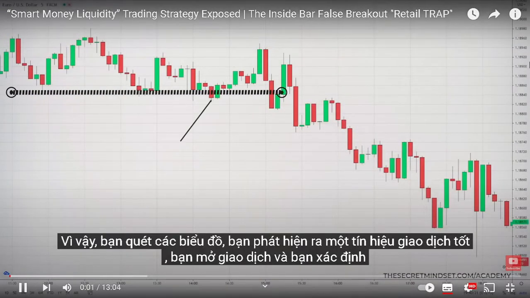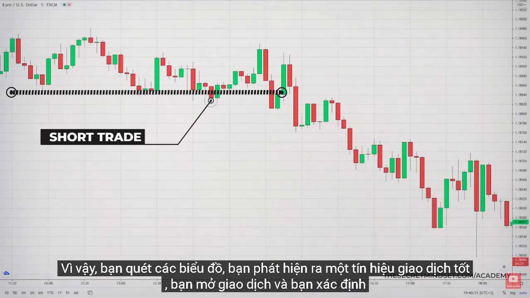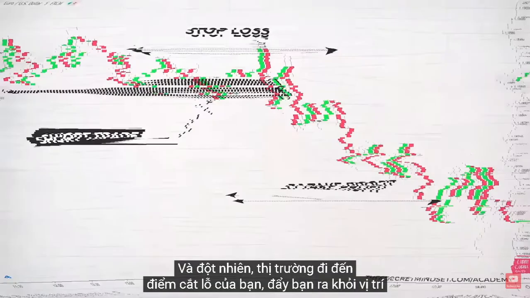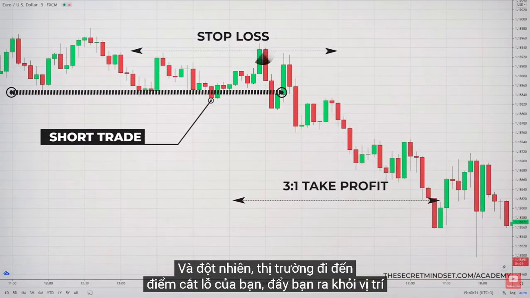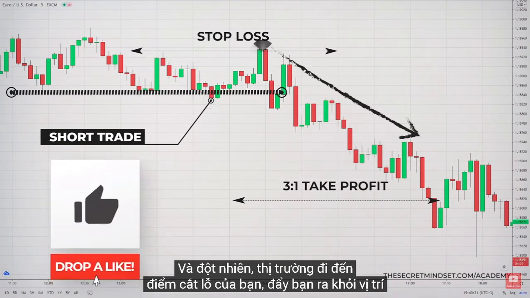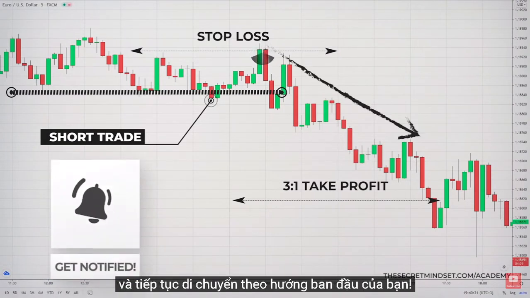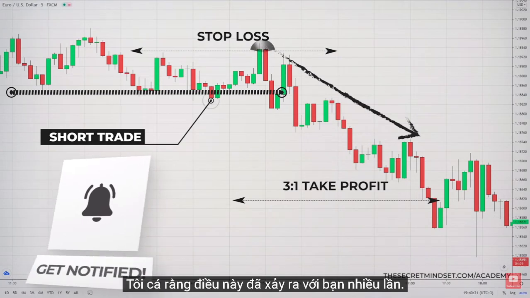So you scan the markets, you spot a good trading signal, you open a trade, and you define your stop loss and the profit target. And all of a sudden, the market goes to your stop loss, knocks you out of the position, and continues to move in your original direction. I bet this happened to you multiple times.